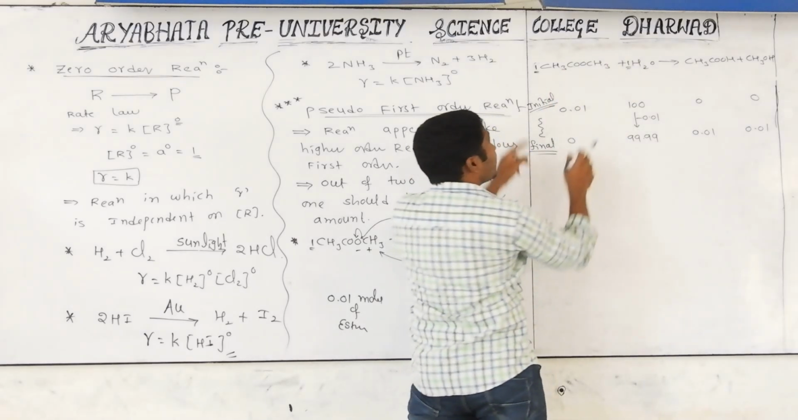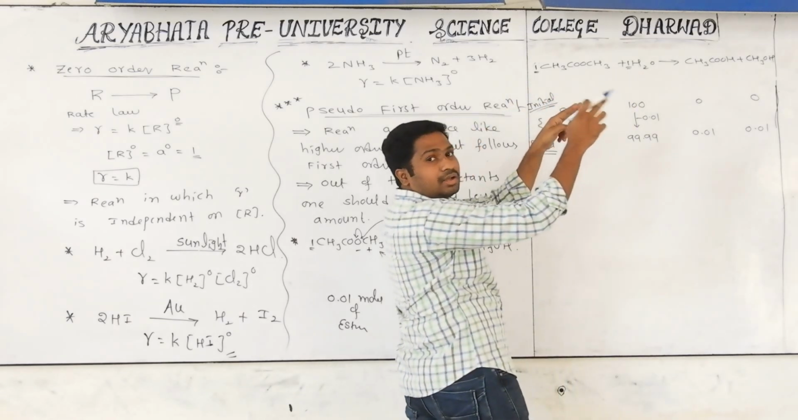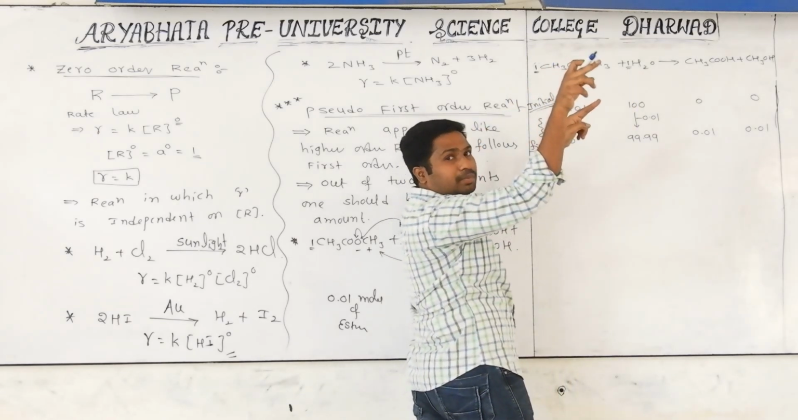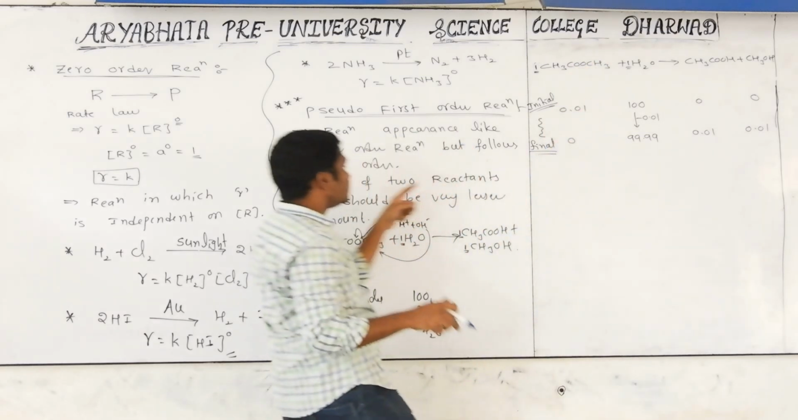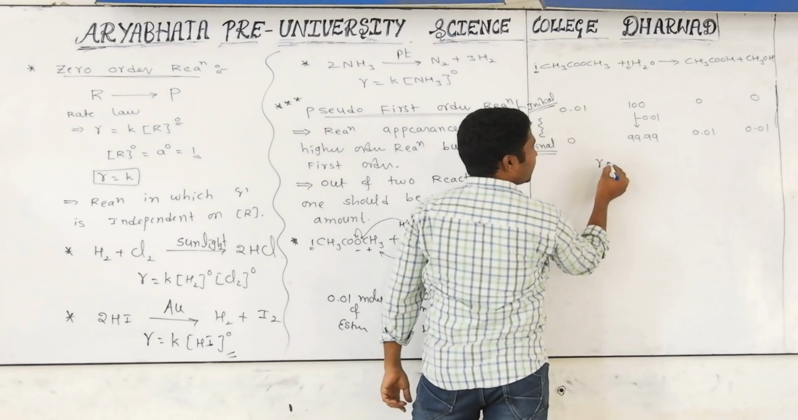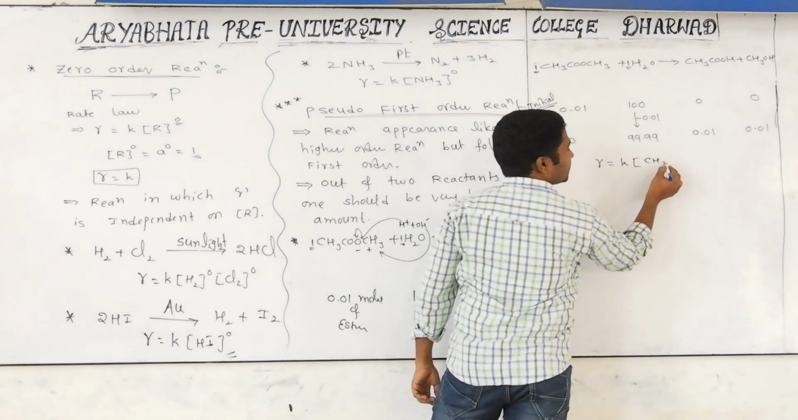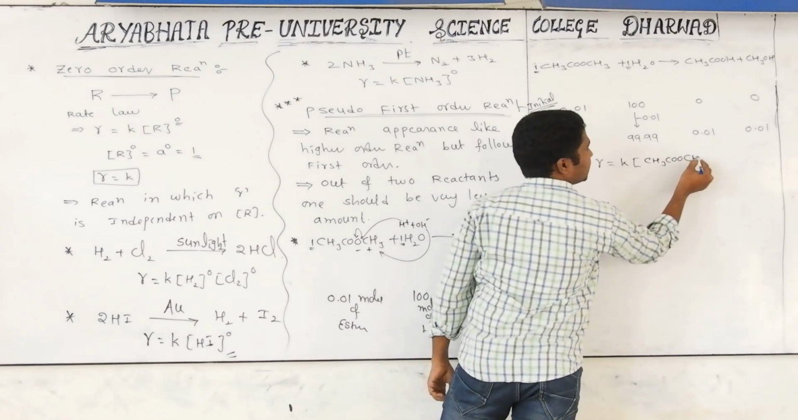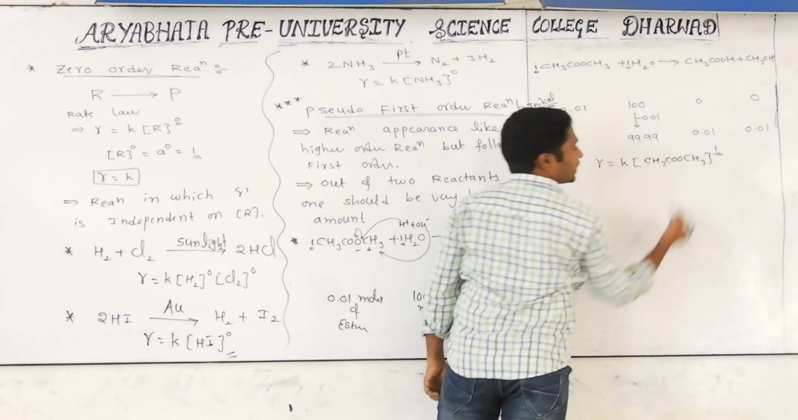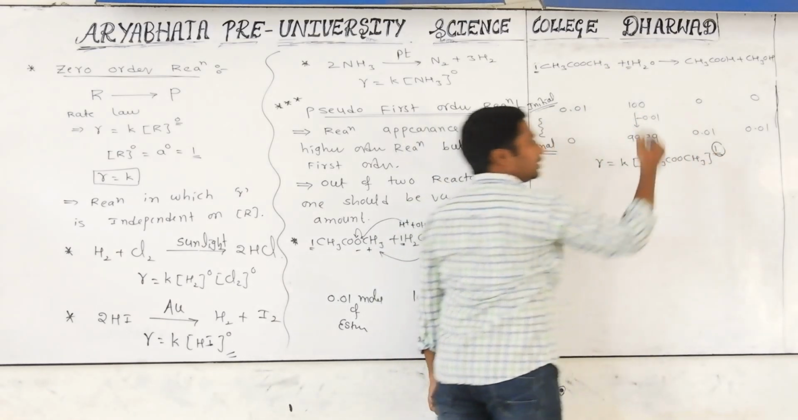Only ester. So by seeing, what we can expect is second order, with ester power 1 and water power 1. You may expect second order, but it follows first order. That's why we take R equals K into the concentration of CH3COOCH3 power 1. So the appearance may be like second order, but it follows first order.